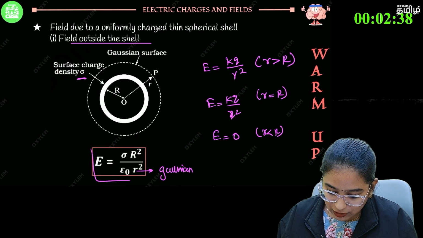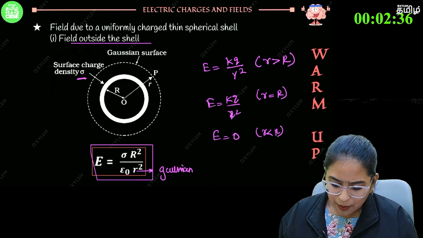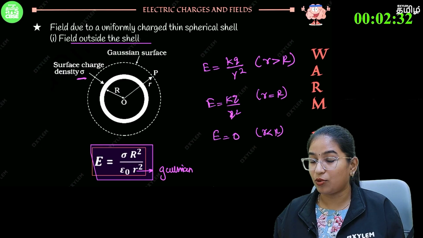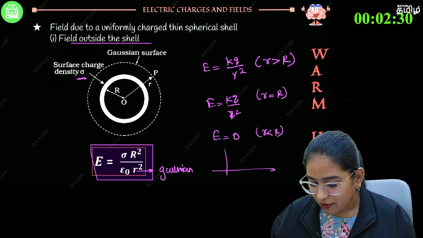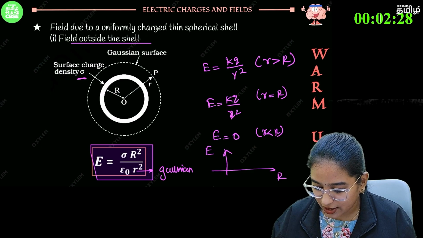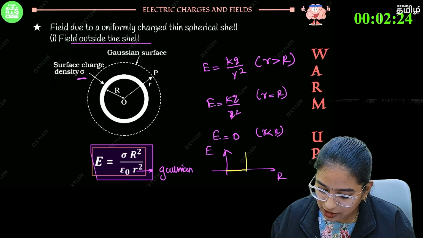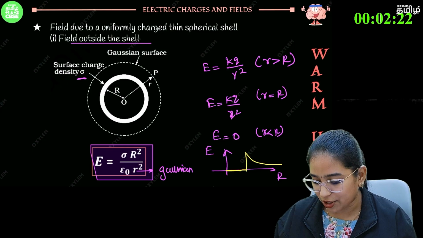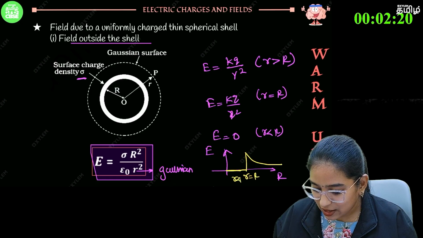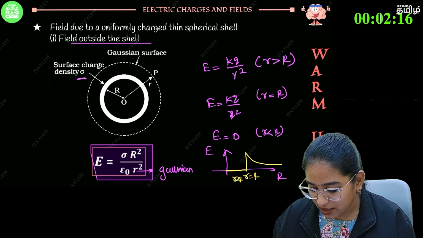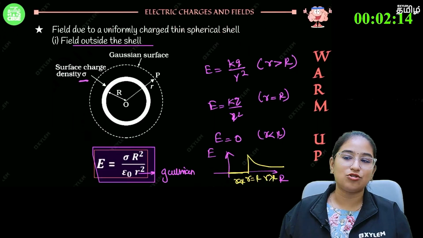If you want to write the equation in terms of surface charge density, you can use this formula, which is widely used, but may or may not be asked in your exam. These 3 formulas are very important, remember that. We can also plot the graph like this. It will be 0 inside, on the surface it will be maximum, and again it will be reducing. This is the surface, this is lesser than the dimension of the sphere, and this is greater than the dimension of the sphere.